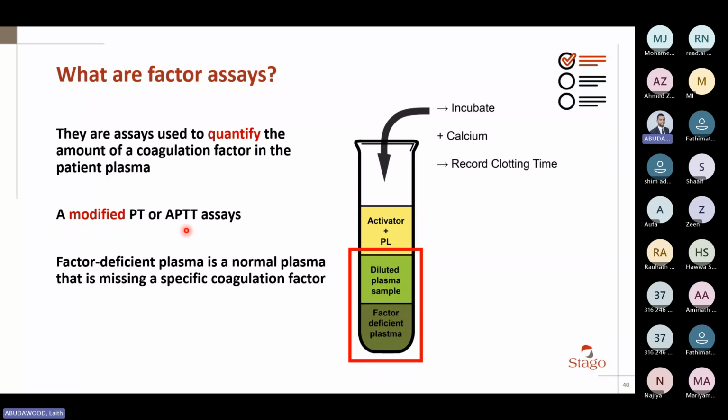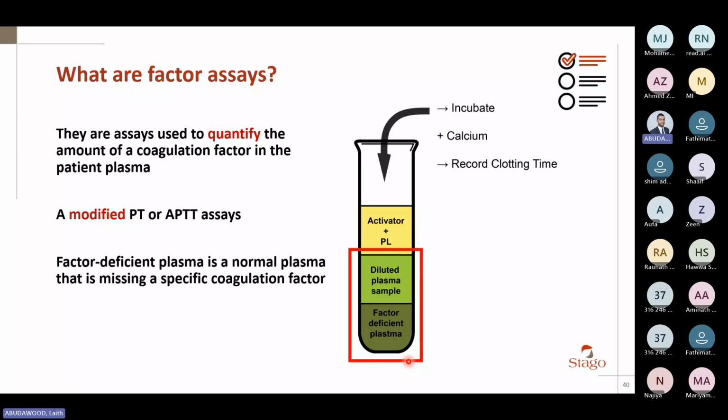So when I say a modified PT or APTT assay, I still use the PT reagent, I still use the APTT reagent, but I have these two modifications, all right? Now, why exactly I do these modifications? This will require a lot of explanation, so it's a bit out of scope for now.